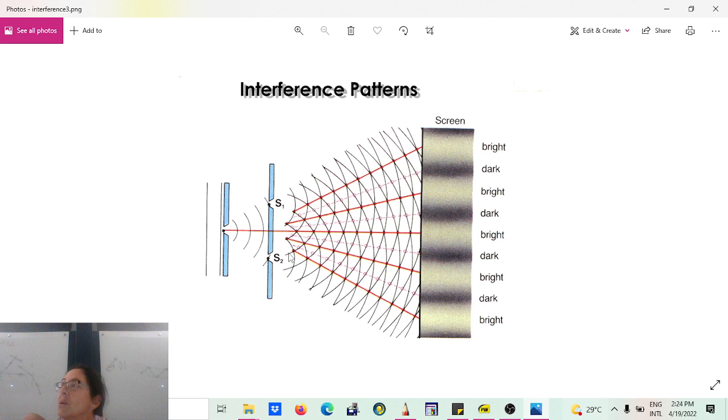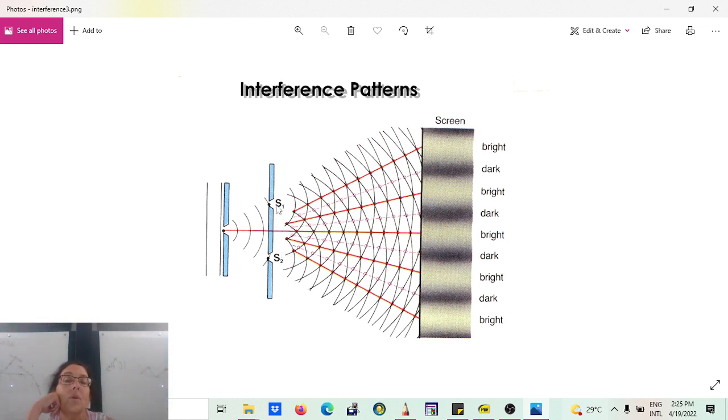Interference only happens when you have waves. Interference is a property of waves. That's how they were able to show that light can behave like waves. So you have one source with the same frequency and the same wavelength. You have the light going through two openings. And remember, when light goes through an opening, if the opening is smaller than the wavelength of the light, the light will spread out. It's called diffraction.